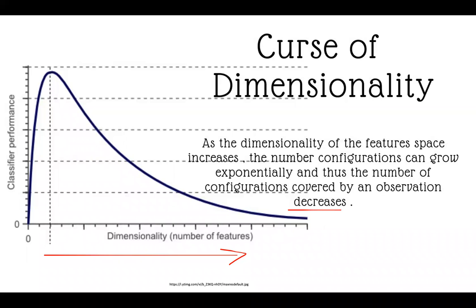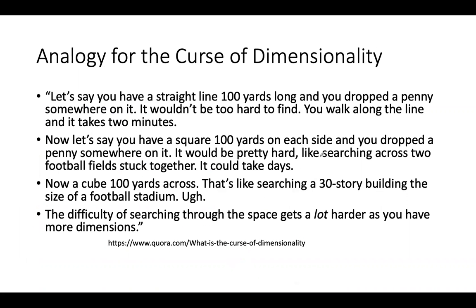Okay, let's look at an analogy here. I got this very good analogy from Quora, right? So let's say you have a straight line which is 100 yards long, and you drop a penny. If you want to find it, it won't be too hard, right? You can just walk back and, within a minute or two, you should be able to find that penny, right? However, if you have an area that is a square of 100 yards, okay, 100 square yards is probably almost like 2 football fields stuck together, right?